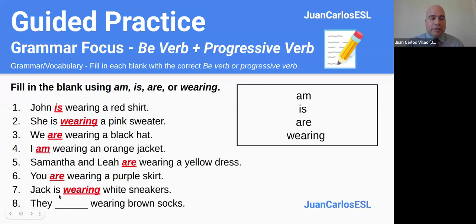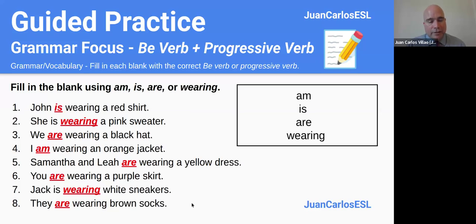So you already have the be verb included. You know you will not repeat the be verb after a be verb. So you have to use a progressive verb, wearing, in this case. So Jack is wearing white sneakers. And number 8, they are wearing brown socks. Ellos tienen puesto calcetines cafés. Okay, they are wearing brown socks.